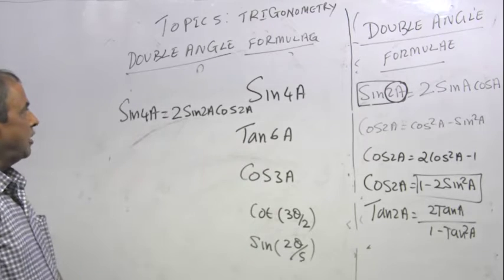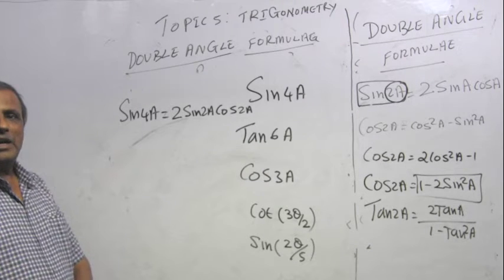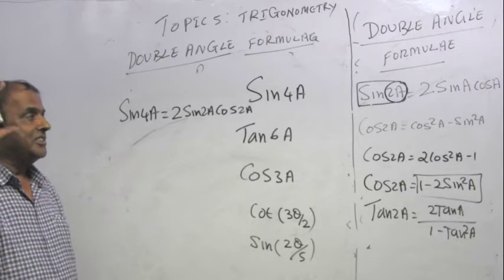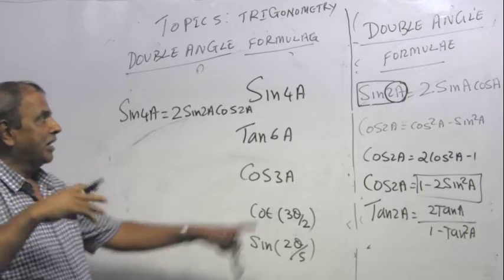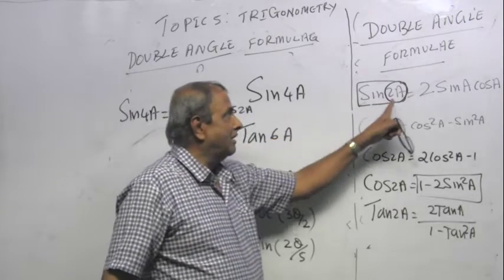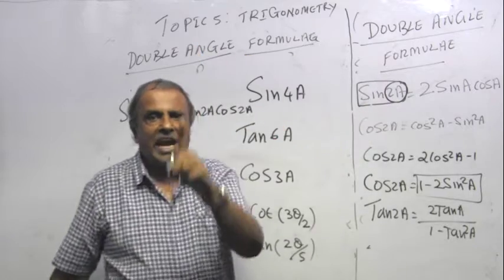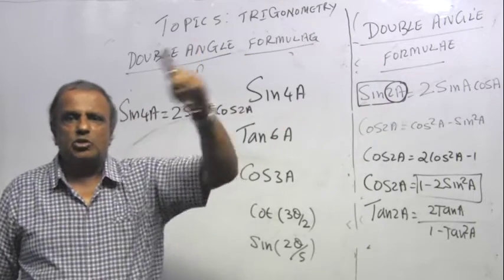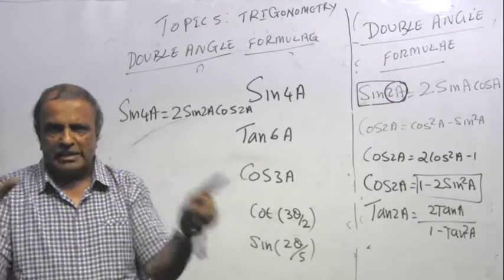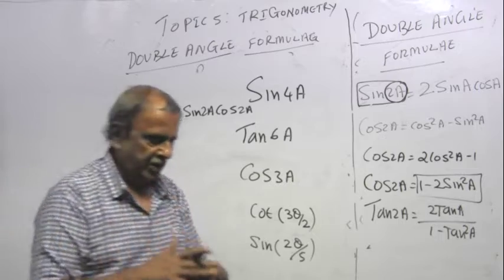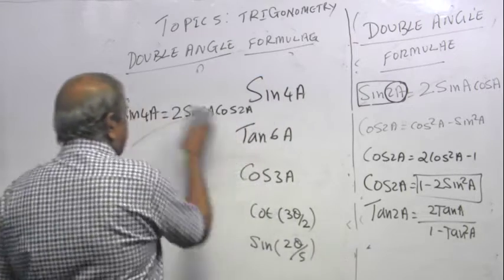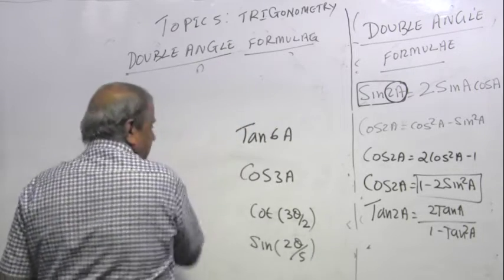So the sin 4a formula is 2 sin 2a cos 2a, not 4 sin. Generally students think because 2a had a 2, 4a will have a 4, 6a will have a 6. No. It's only the angle that changes in the ratio 2 to 1. Other functions, other constants remain the same. Okay, I've done that. Now what about tan 6a?